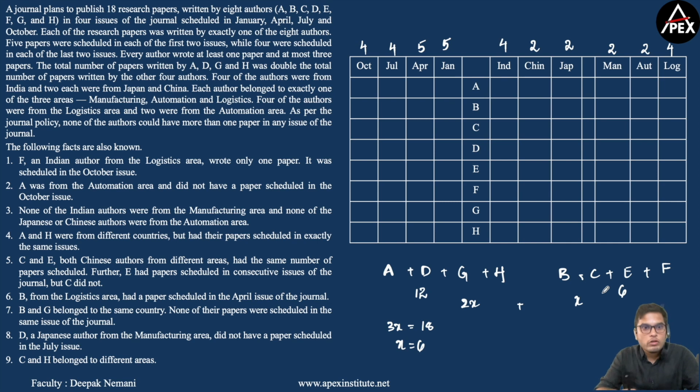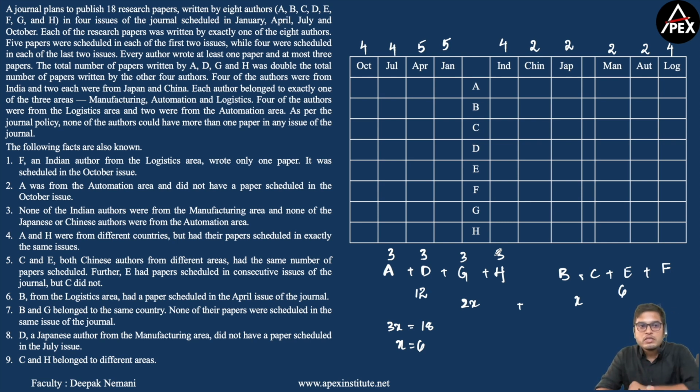Right? And it is also mentioned that every author wrote at least 1 paper and at most 3 papers. So you cannot have any author writing more than 3 papers. So if that's the case, how can we have the total number of papers written by A, D, G and H as 12? It will only be possible when you have A writing 3 papers, D writing 3 papers, G writing 3 papers and H writing 3 papers. So in total, they will be writing 12 papers.